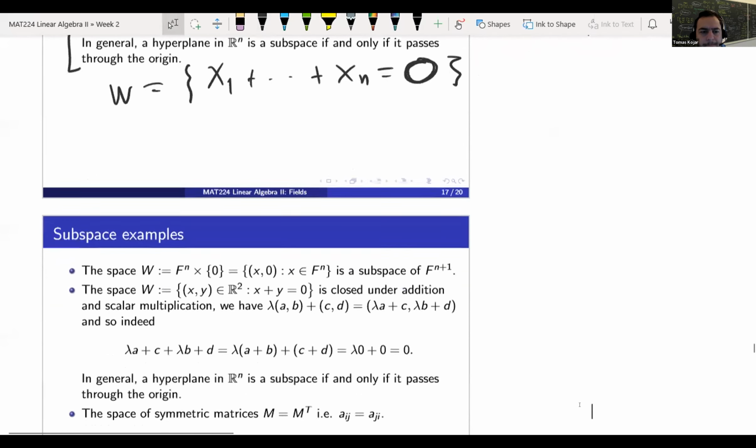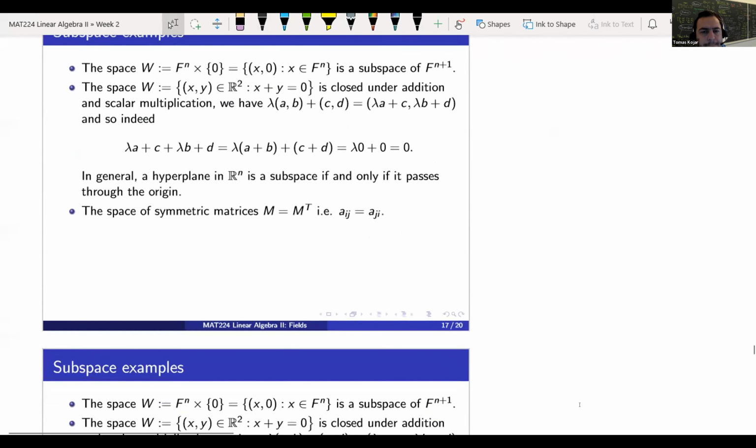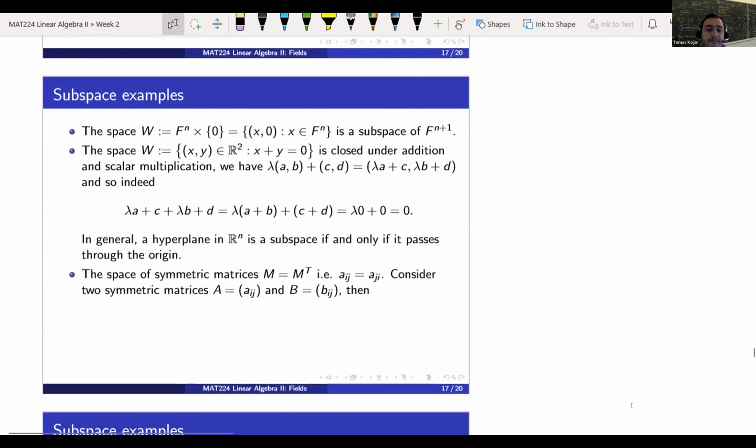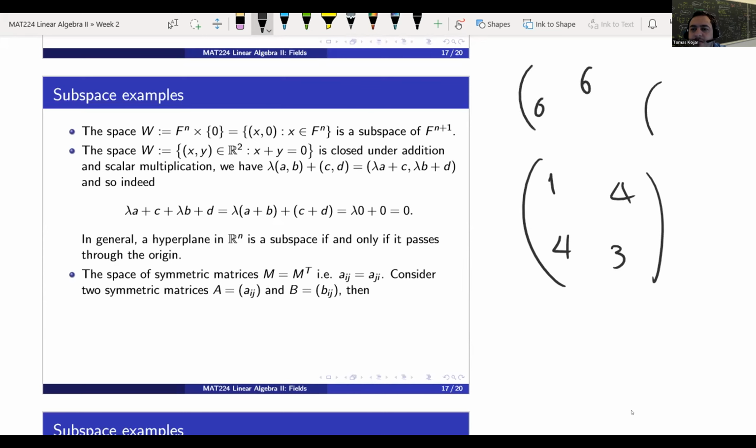Okay. All right. Another example is the space of symmetric matrices. So this is a subset of matrices, like let's say M by N over the field. So we want to show closure of symmetric matrices. So what's a symmetric matrix? A simple one is like this, right? So you have 1, 3, and then off the diagonal, they're equal, like 4, 4, 6, 6, things of that form, okay?